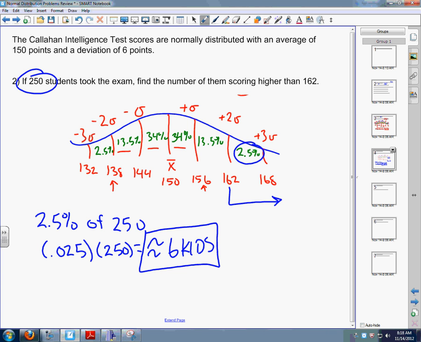And now I could really ask any types of problems off of these. I could have you go from here to here. I could have you go less than 156. I could have you go here to here and also here to here. Okay, you're just adding percentages that fall in those ranges.